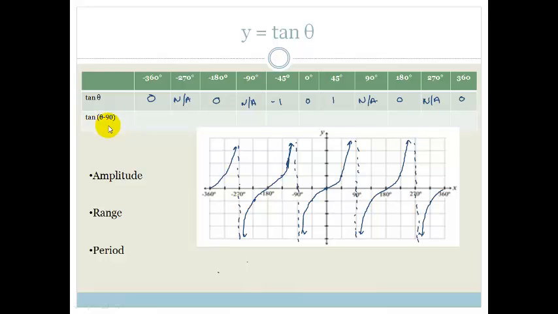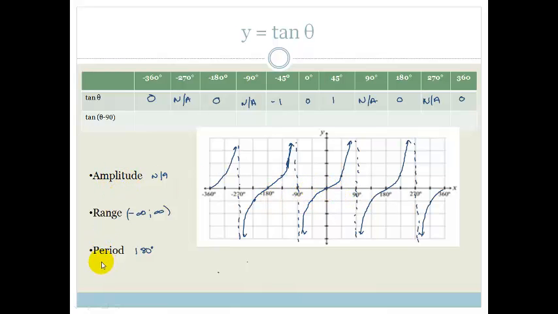Now we're going to look at what happens if we move this graph over. Sorry, before we do that, let's talk about the amplitude. Remember, the amplitude is not applicable because it doesn't actually end anywhere. Your range is from minus infinity to infinity with parentheses, and your period is 180 degrees. I know it stretches from minus 90 to 90, but that is 180 degrees. So that is the period of your tan graph.